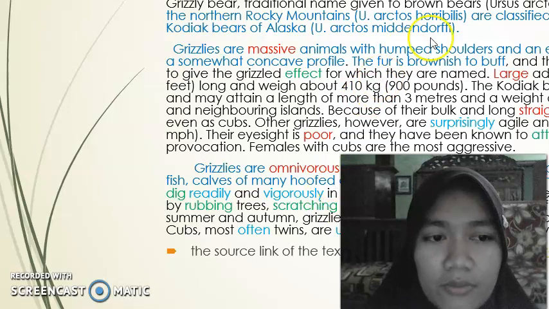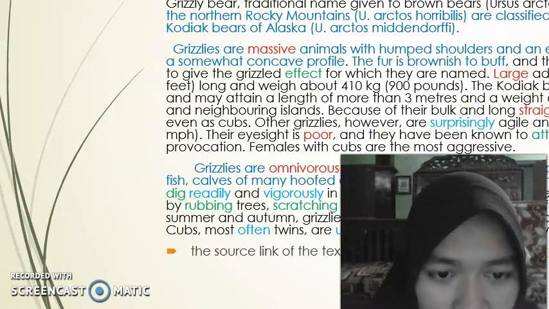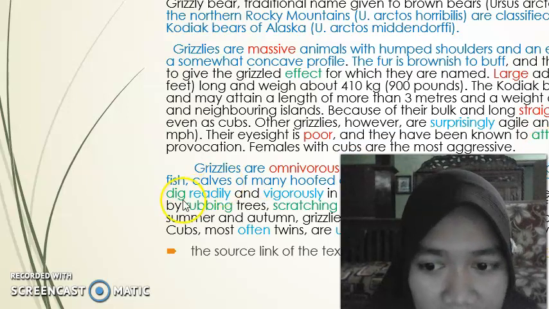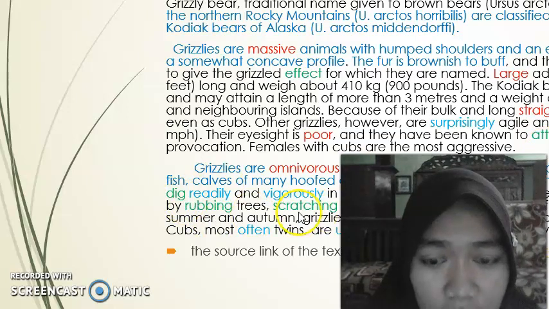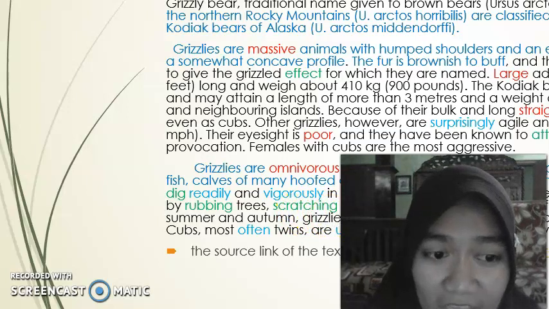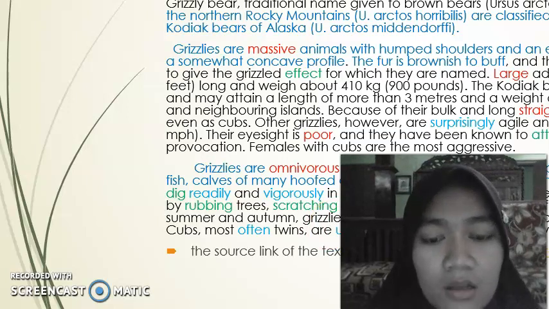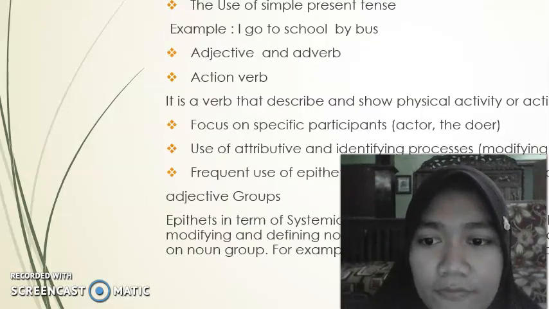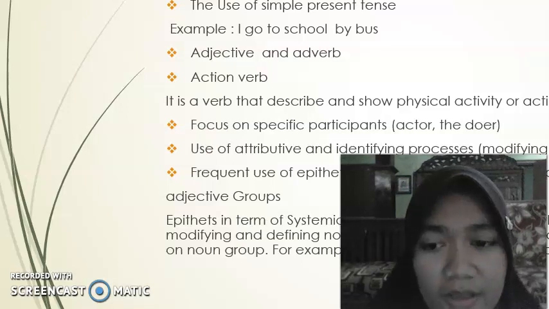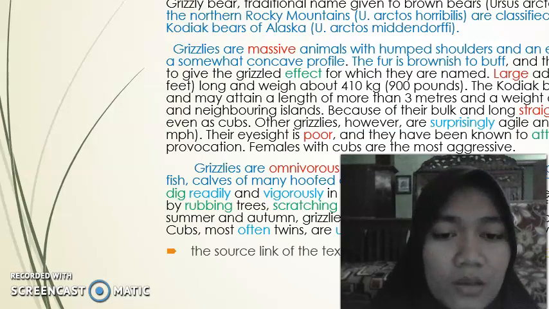So we can check another, action verb. Look at this. Run, attack, dig, rubbing, scratching, biting, catch, accumulate, and we can also find attributive, identifying process, and frequently epithets and classifier in nominal group.